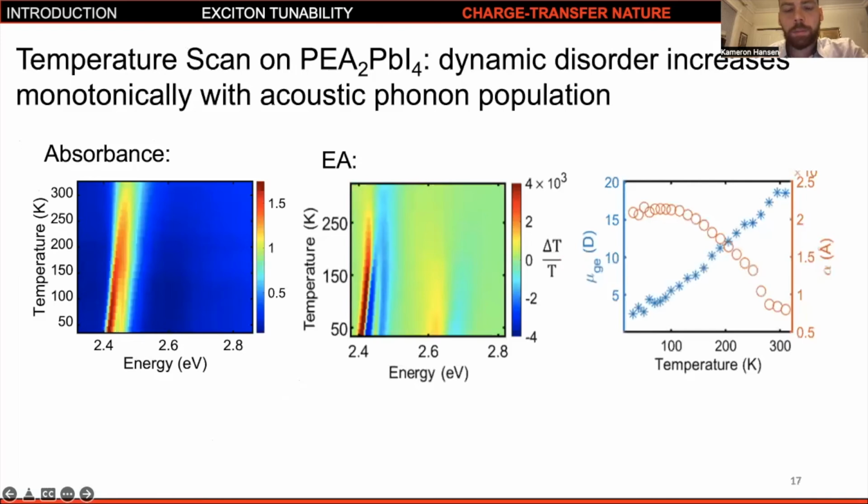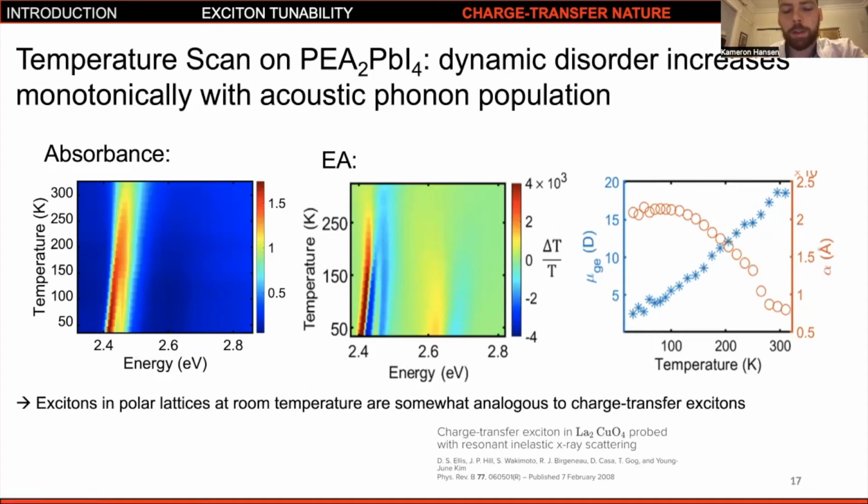Now, repeating this for a range of temperatures, I'm just going to draw your attention to the plot on the right side here, where we're doing these derivative fits for a range of temperatures, measuring the dipole moment monotonically increase with temperature and the polarizability decrease with temperature. So this large dipole moment at room temperature leads us to conclude that the excitons have some charge transfer nature.